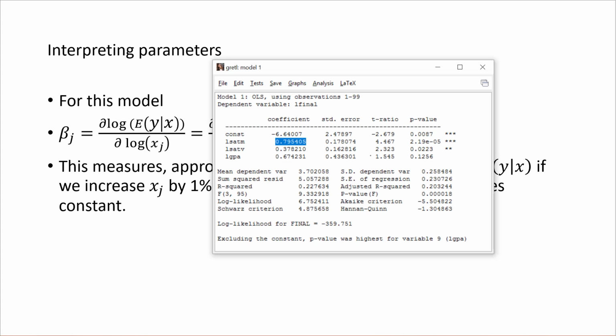So we can see, for example, in this result that the biggest effect on the final result, if you can increase one of your previous results by 1%, you will get by increasing the SAT math score. If that's increased by 1%, the increase in the score is almost 1%.